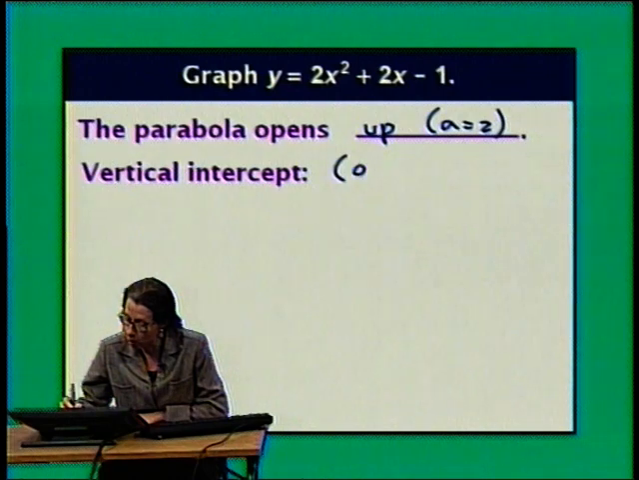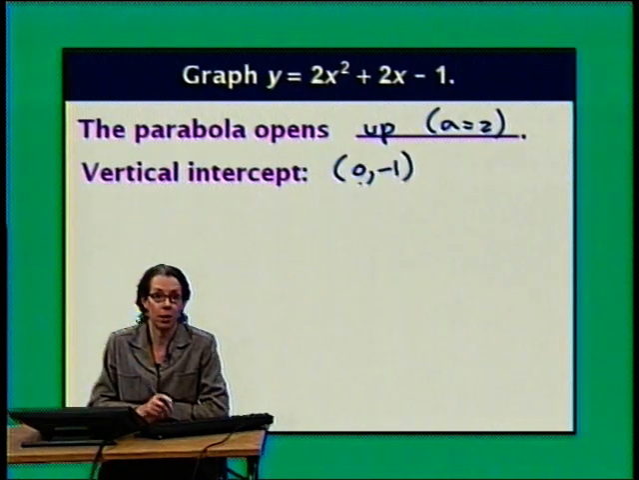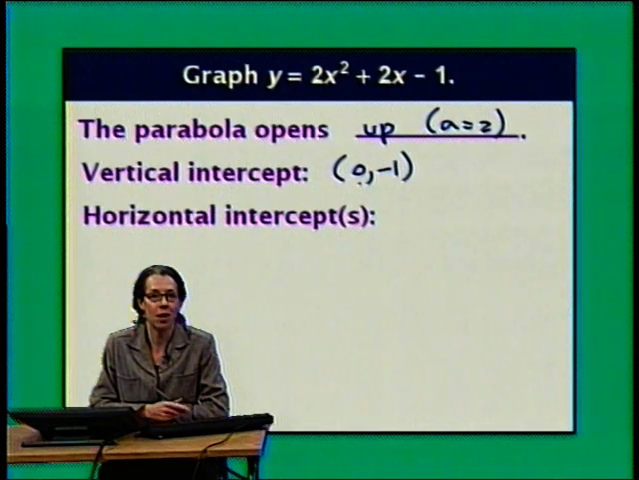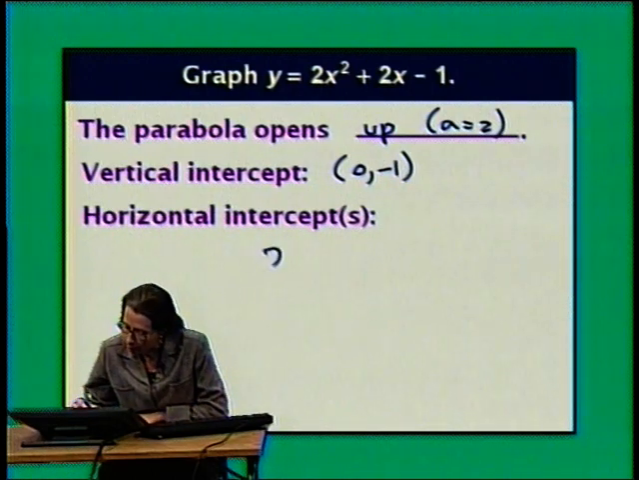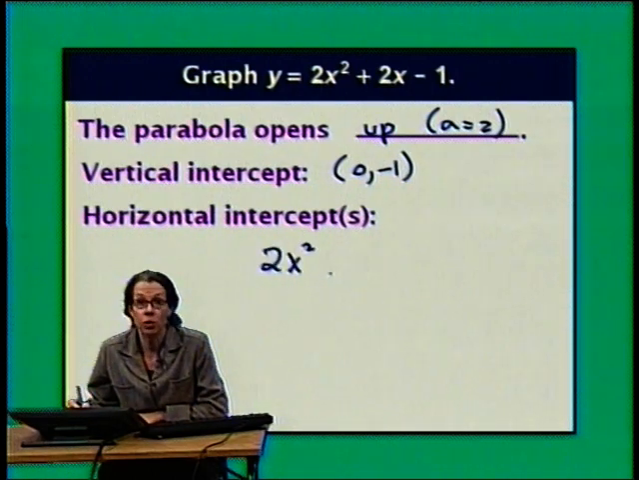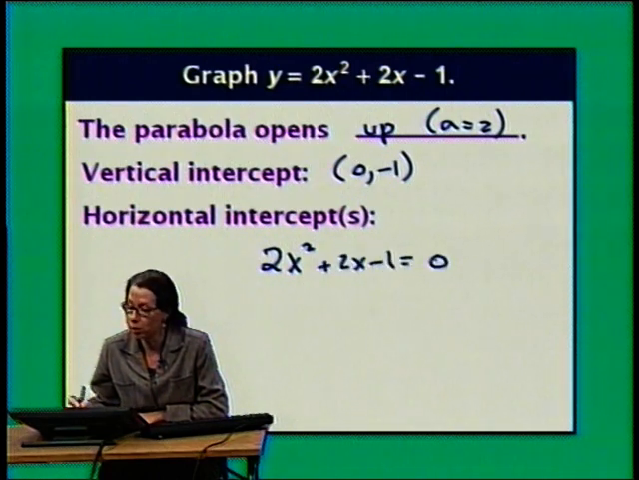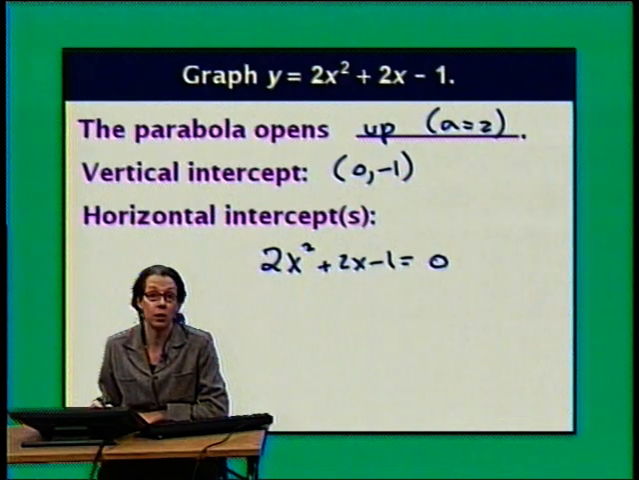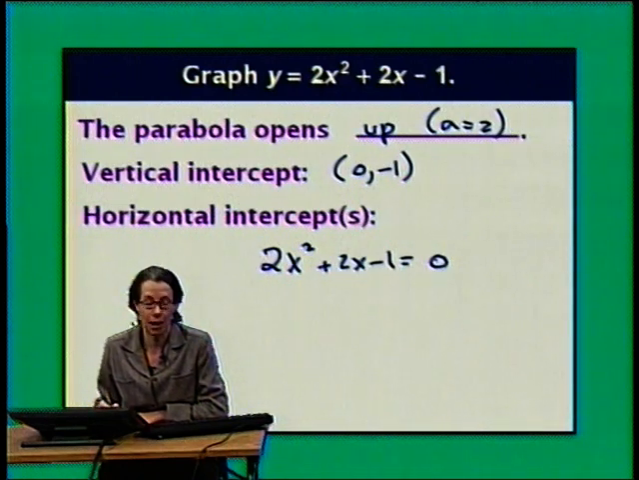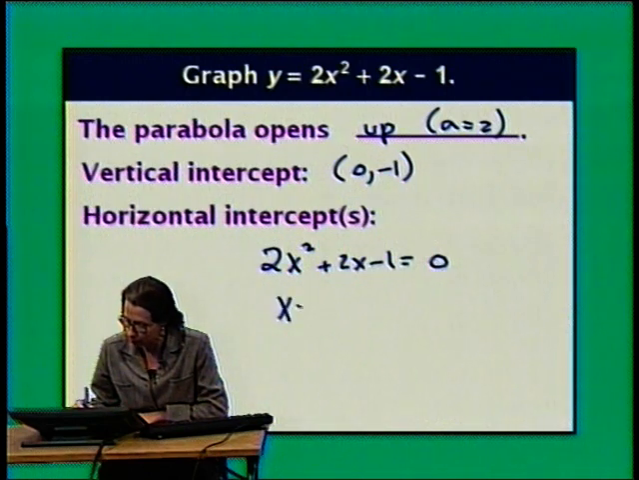Vertical intercept, (0, -1). We like that point because it's easy to find. How about the horizontal intercepts? Well, now I have to solve the quadratic equation 2x squared plus 2x minus 1 equals 0. I know there are no integer factors of negative 2 that add to 2, so I'm going to have to pull out the quadratic formula.